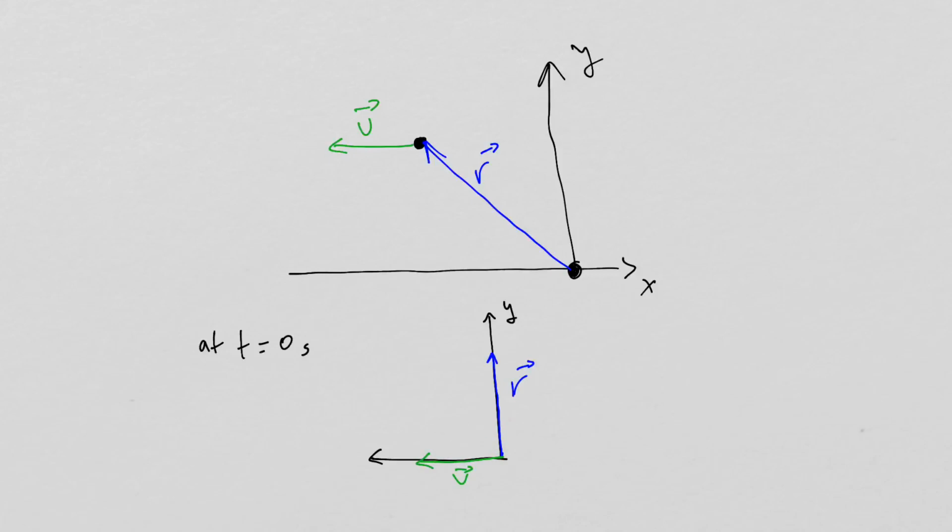If I slide the velocity so that both the position vector and the velocity vector have the same origin, now the right-hand rule tells me that if I place the fingers of my right hand in the direction of r and rotate towards v, like so, then the angular momentum vector will be along the direction of my thumb. And so the angular momentum vector will be pointing out of the screen towards my face.